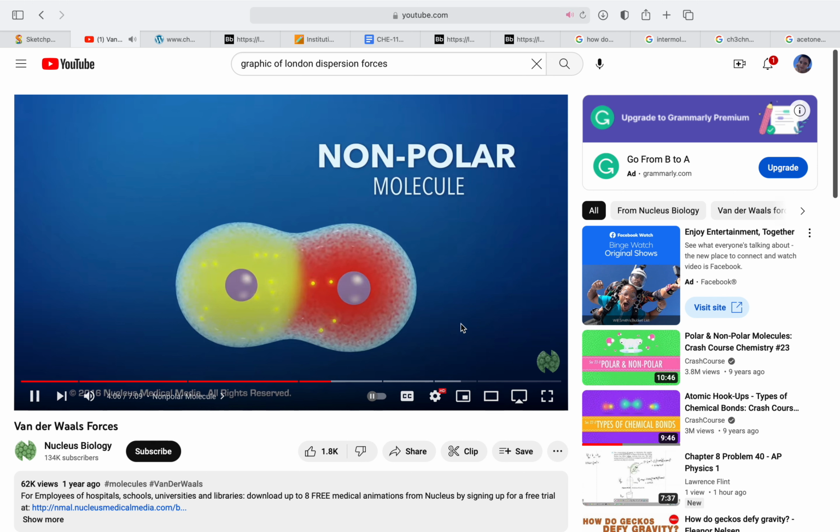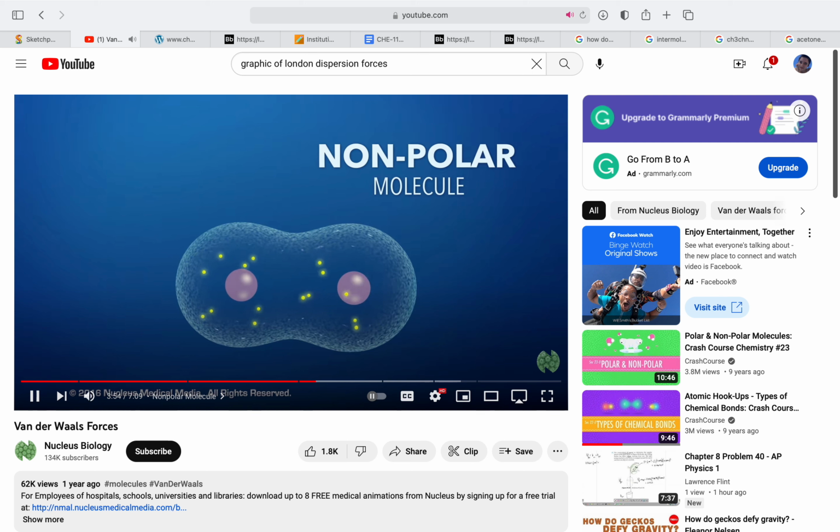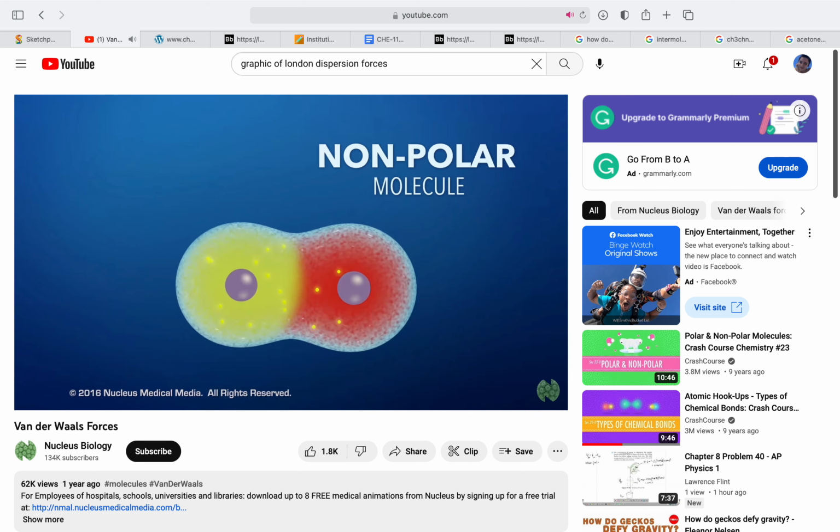Temporary negative pole on the side become polar for very brief moments, since the locations of electrons around atoms are constantly changing. This means the molecule can have a temporary negative pole on the side where there are momentarily more electrons, and a temporary positive pole on the opposite side where there are fewer electrons.